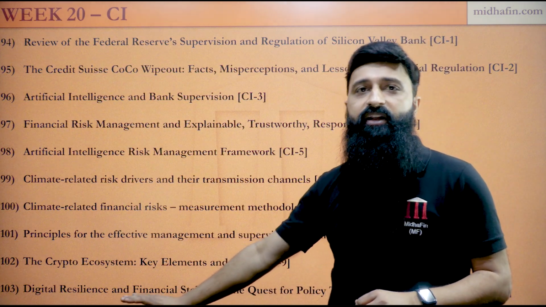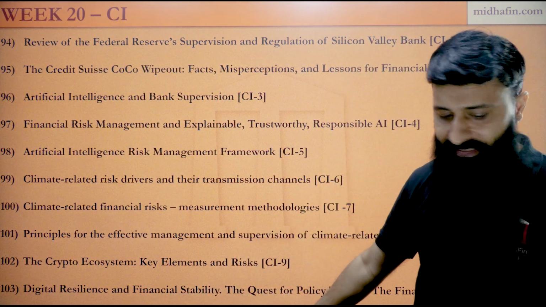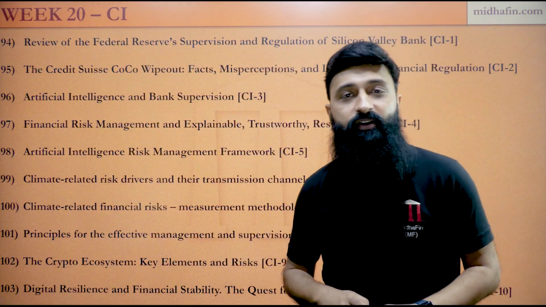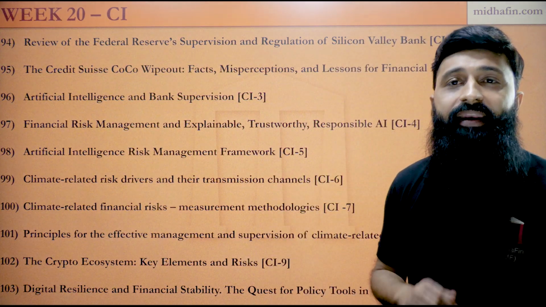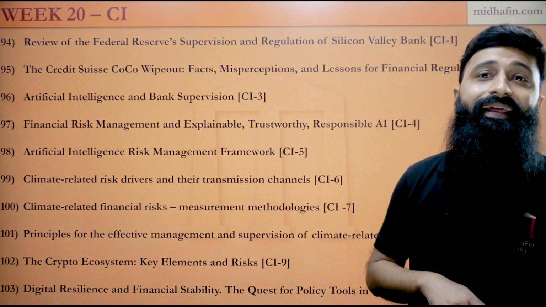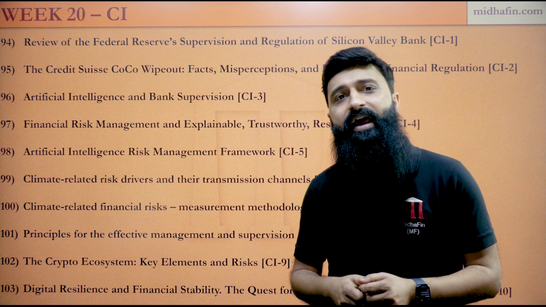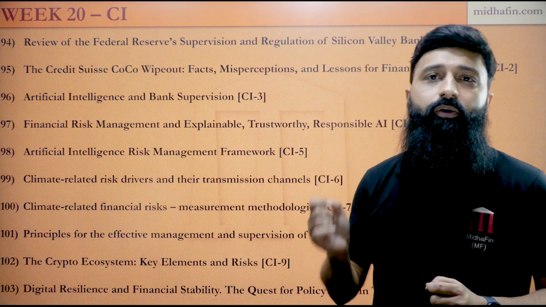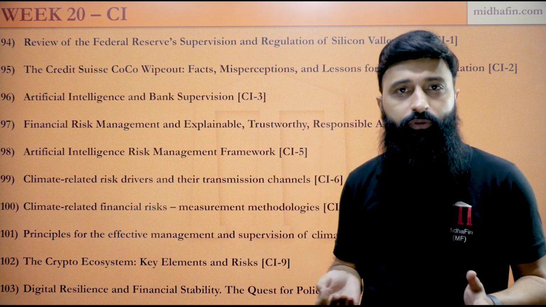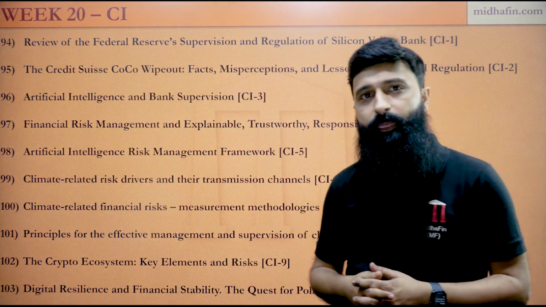Finally, the last chapter, digital resilience and financial stability, the quest for policy tools in the financial sector. It describes the cyber and ICT risks faced by financial institutions, their interaction with financial risks, and potential macro-prudential tools to address these risks.